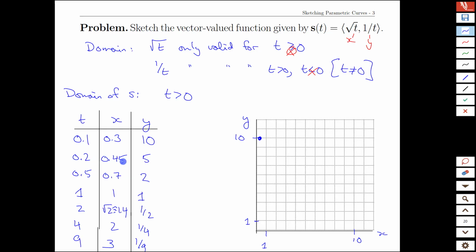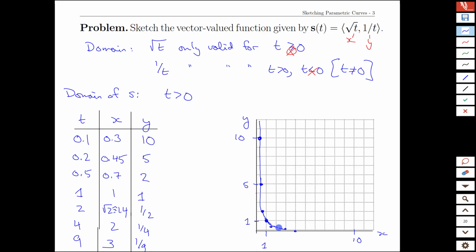Then 0.45 and 5. The y drops quickly. 1, 2, 3, 4, 5. But it's still in that same 0 to 1 x range. Then we get a little closer to 1 over here. And then we're at 1, 1. Then about 1.4 and a half. Then 2 and a quarter. And here it gets kind of fuzzy. 3 and 1/9.